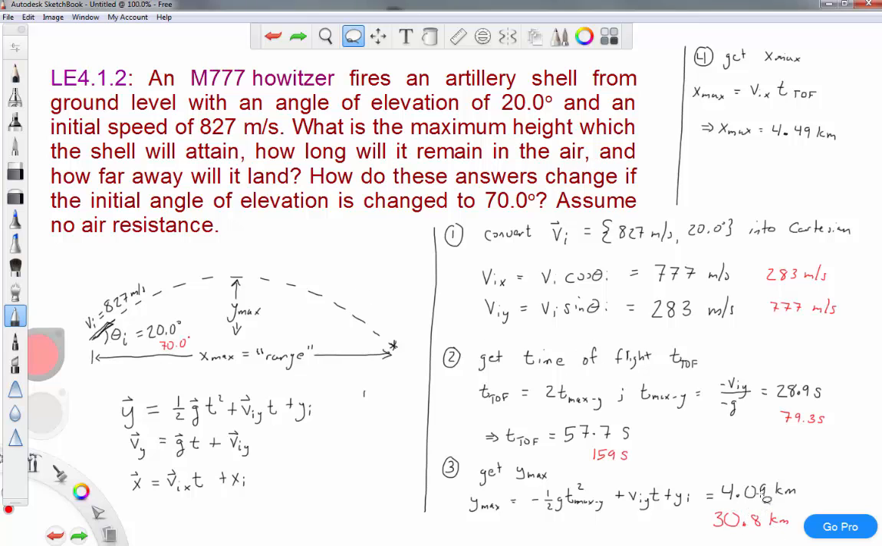However, and this is the result I'm most interested in when posing this question, you find that the range is still about 4.49 kilometers.